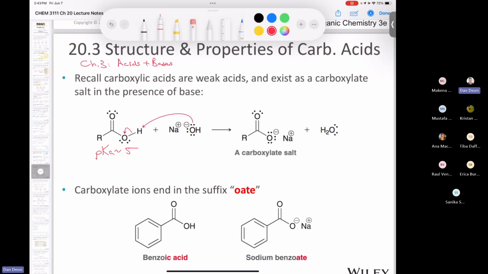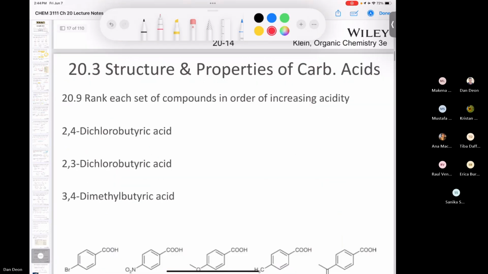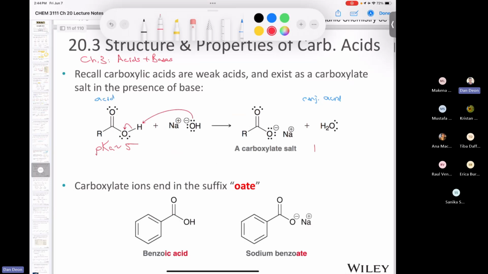And so if you take a carboxylic acid and you put it in a strong base like sodium hydroxide, the carboxylic acid is your acid and water is your conjugate acid. And the pKa of water, son of a gun, the pKa of water is around 16. I'll just put here 15.7. So the equilibrium is going to lie to the side of the carboxylate salt, right? 15.7 minus 5 gives you a difference of more than 10.